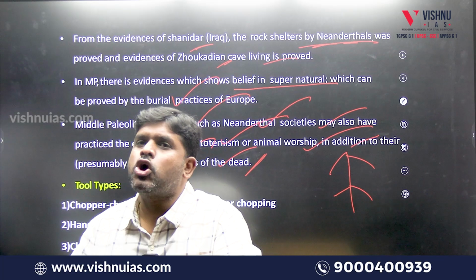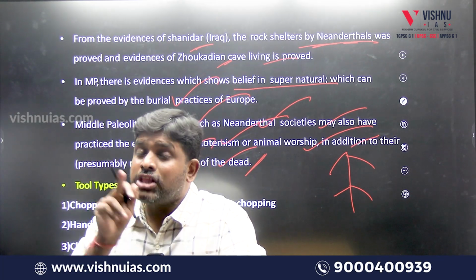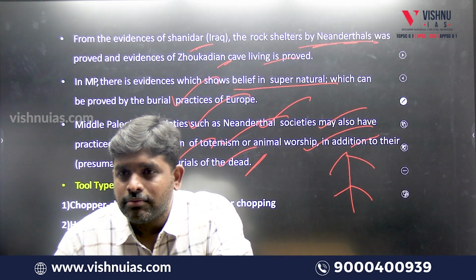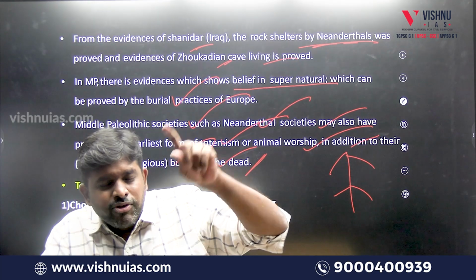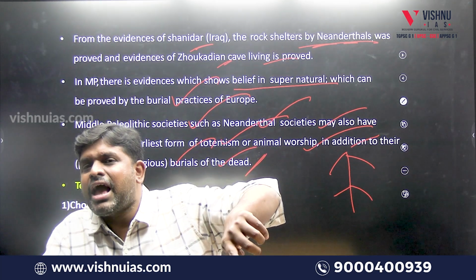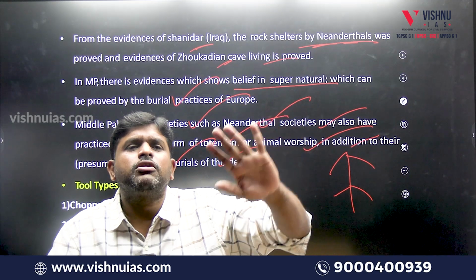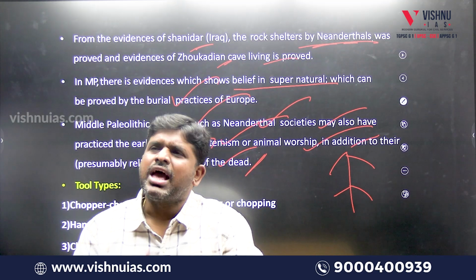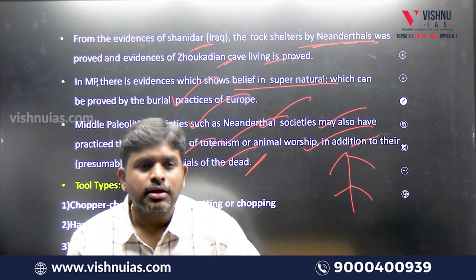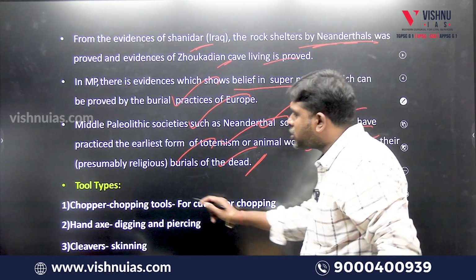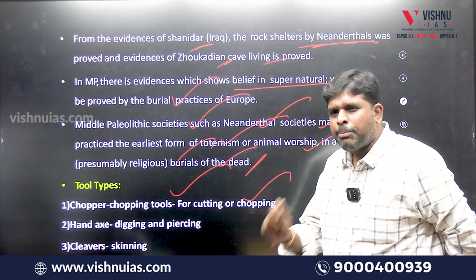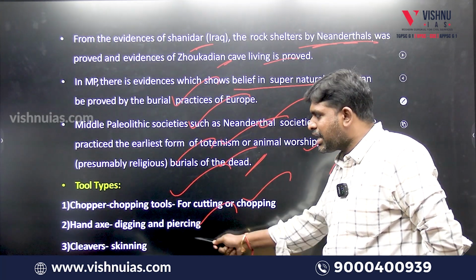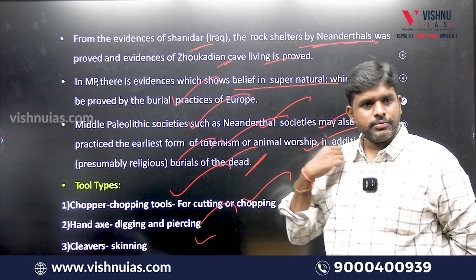Some animals were also being drawn. Why were animals being drawn? So they are also worshipping animals. Animal worship. But two things here: whether those diagrams were made by man or naturally available, they didn't come to a conclusion. But by seeing the symbols, we came to a conclusion that there might be some belief system, and that belief system might be totemism. Tools: chopping tools for cutting or chopping, hand axes for digging and piercing, cleavers for skinning.